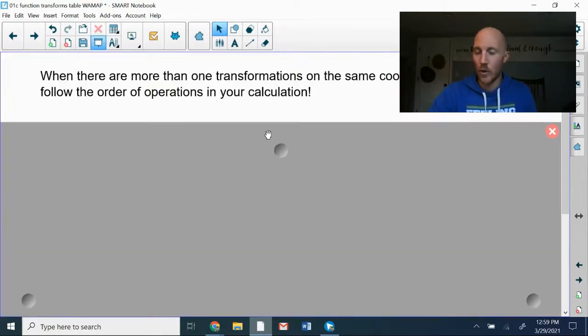The first is if you have more than one transformation affecting the same coordinates, like two different transformations both affecting the x coordinate, or there could be two or three different transformations affecting the y coordinate. In that case, we have to follow the order of operations, which for the transformations we're looking at means multiplication first, and then either adding or subtracting has to happen second. Of course, there's more to the order of operations, but those are the only operations that show up in our transformations.